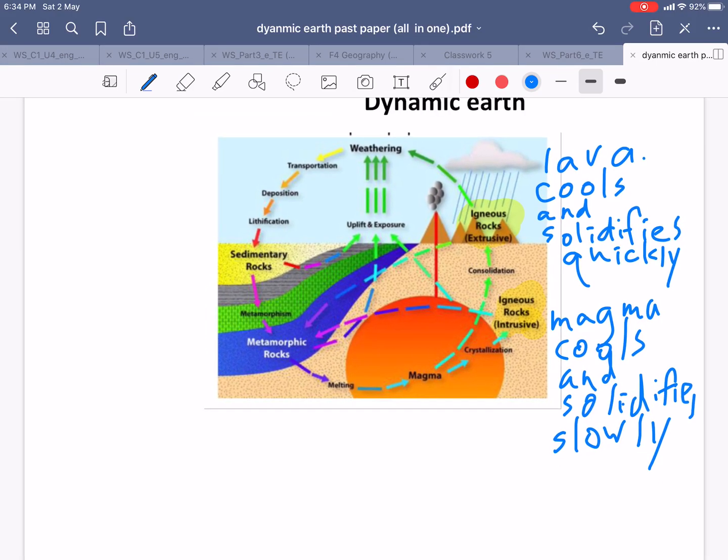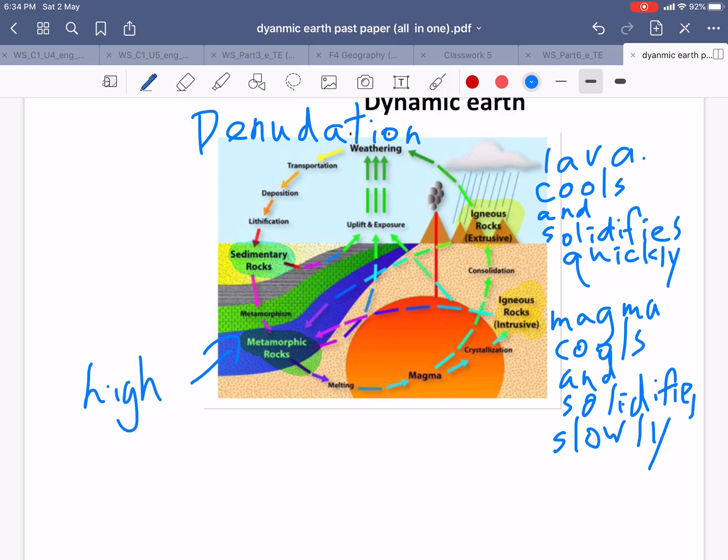After weathering, transportation, deposition and liquefaction, which in general we can regard as denudation plus liquefaction, it will become sedimentary rock. But if there is high pressure or high temperature, it will become a metamorphic rock.